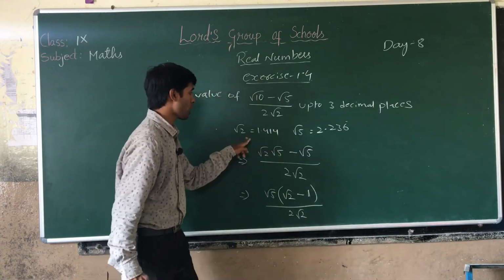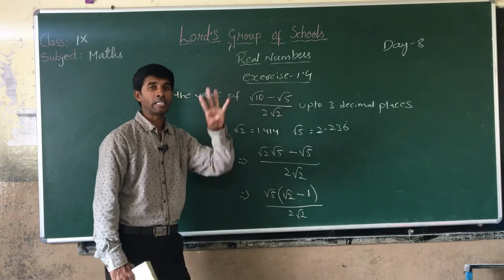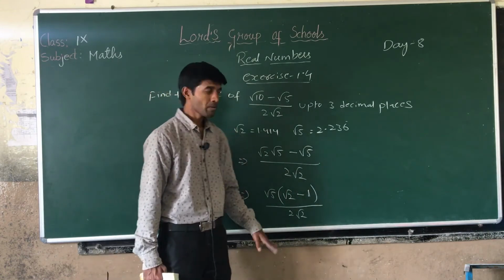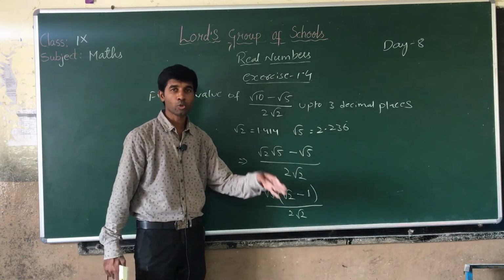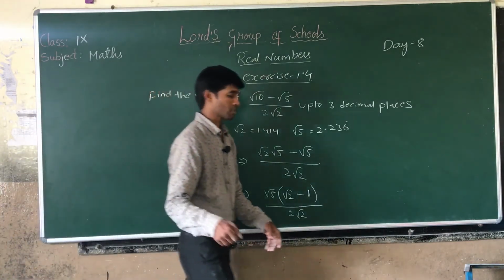Now substitute the value of root 5 and root 2 in this step and solve it up to 3 decimal places. If you have any doubts in this, you can comment. Now let us go for the next problem.